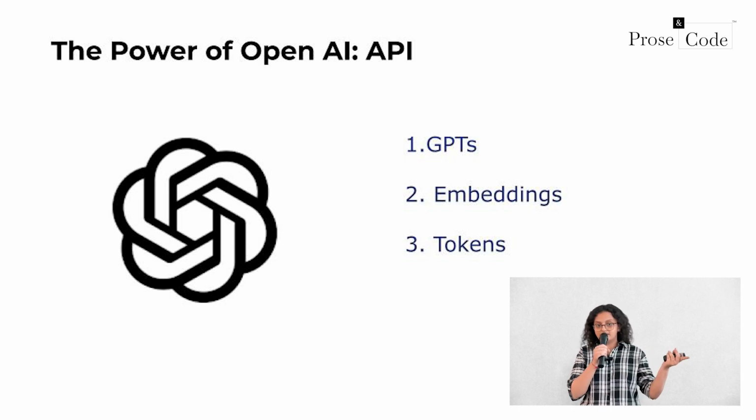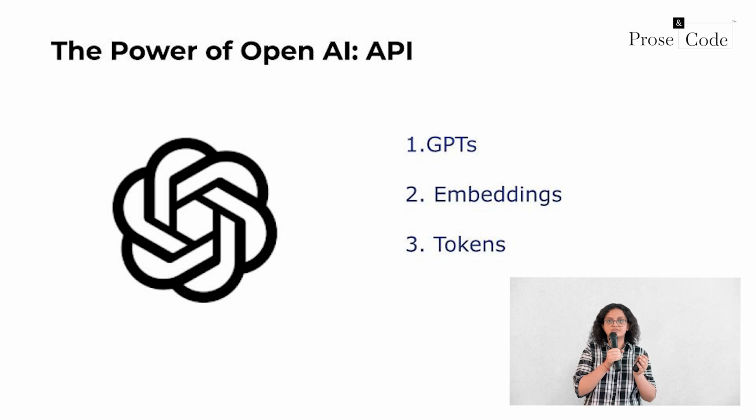Second part is the embedding. Embedding means converting the words or phrases into a numerical form which the system, or OpenAI, understands. And third thing is the tokens. Tokens are actually the words that we use as a prompt. So, for example, if the statement is "How are you?", then "how," "are," and "you" are the three words which will be considered as three tokens. Okay, that's the basics about OpenAI.